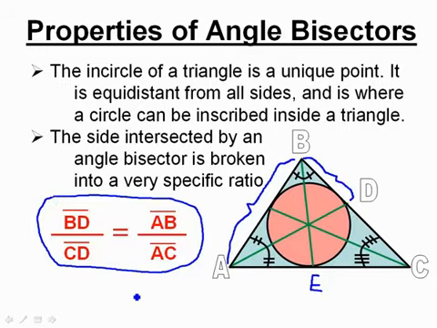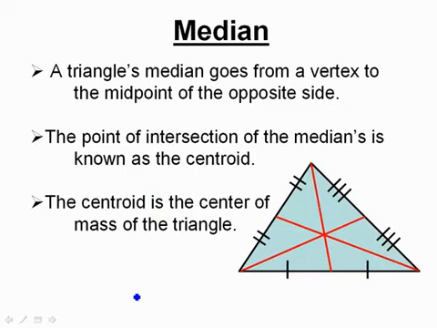So let's move on. Medians. A triangle's median goes from a vertex to the midpoint of the opposite side. The point of intersection of the medians is known as the centroid. The centroid is the center of mass of the triangle. As you can see, each of these medians starts at a vertex and then bisects the opposite side into two equal halves. And then the centroid concept basically says if you balance a triangle on a pinhead at the centroid, it would balance fine. Similarly, if you had any piece of rope and you made a line through the centroid, you can balance a triangle on that rope also.